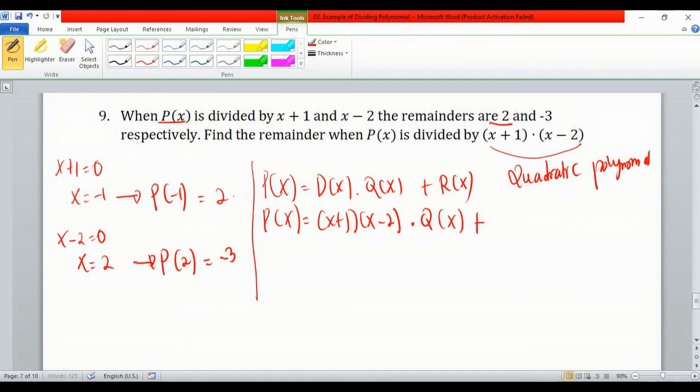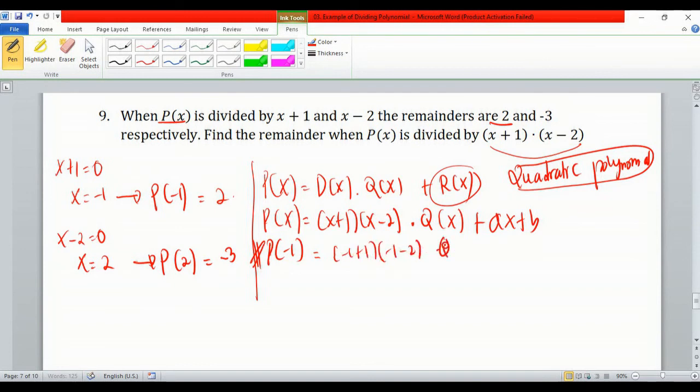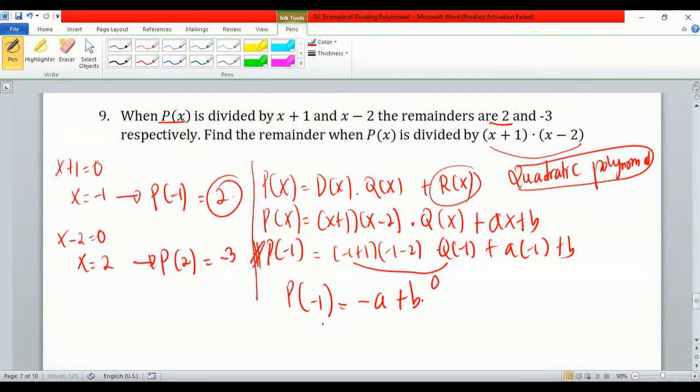Because they are in quadratic form polynomial, so r(x) is to be equal to linear. They will decrease the degree by 1. Okay, so we have p(-1). So this one is equal to (-1 + 1)(-1 - 2) q(-1) + a(-1) + b. So this one is 0. So we can write p(-1) is equal to -a + b. So p(-1) is 2. So 2 equals -a + b.